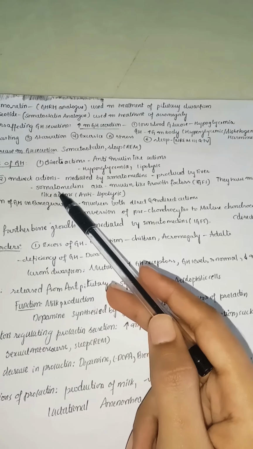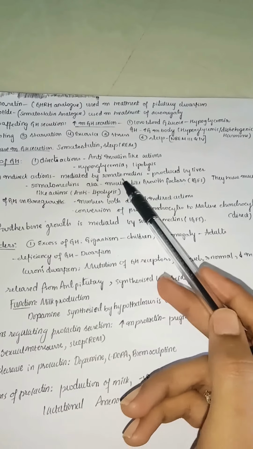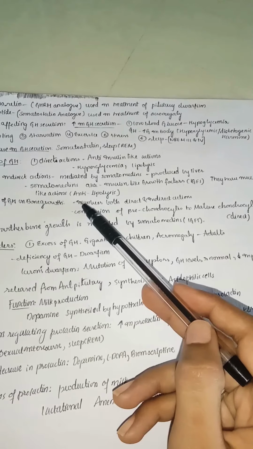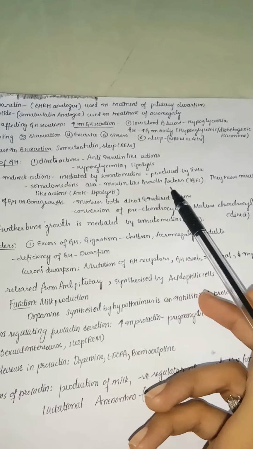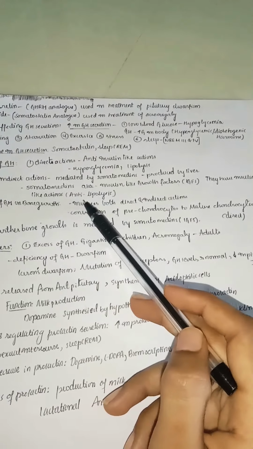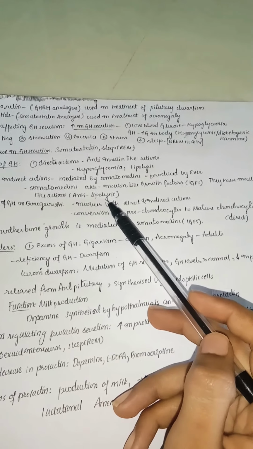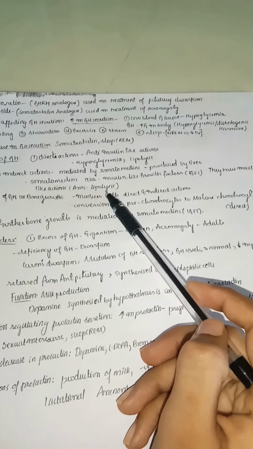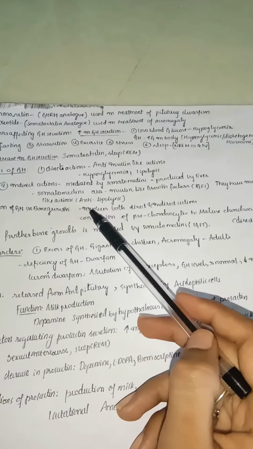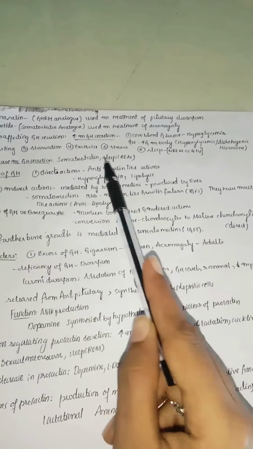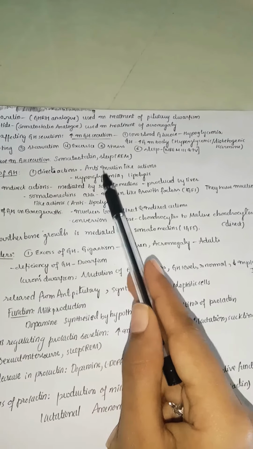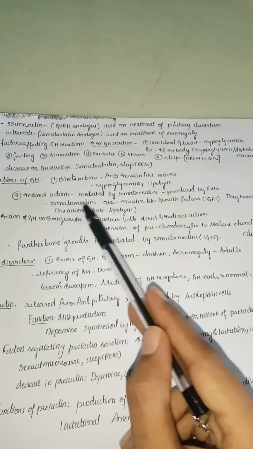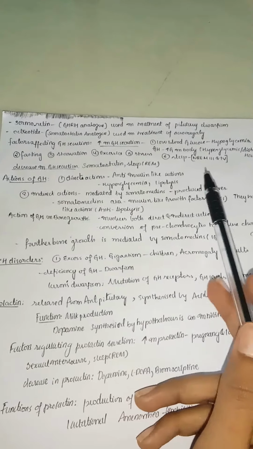But indirect actions are mediated by somatomedins. These somatomedins are produced by the liver, and are also known as insulin-like growth factors. That is, they have an insulin-like action, that is anti-lipolysis. Insulin doesn't allow lipolysis, meaning it doesn't allow the breakdown of lipids, right? Whereas the direct action of growth hormone is anti-insulin like, so that's why there is hyperglycemia and lipolysis, but the indirect action is anti-lipolysis.